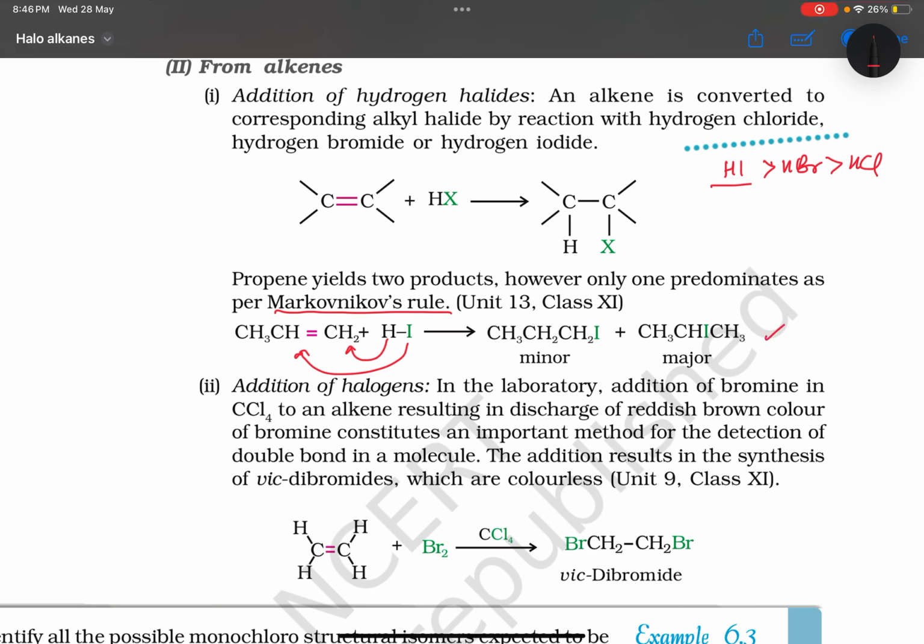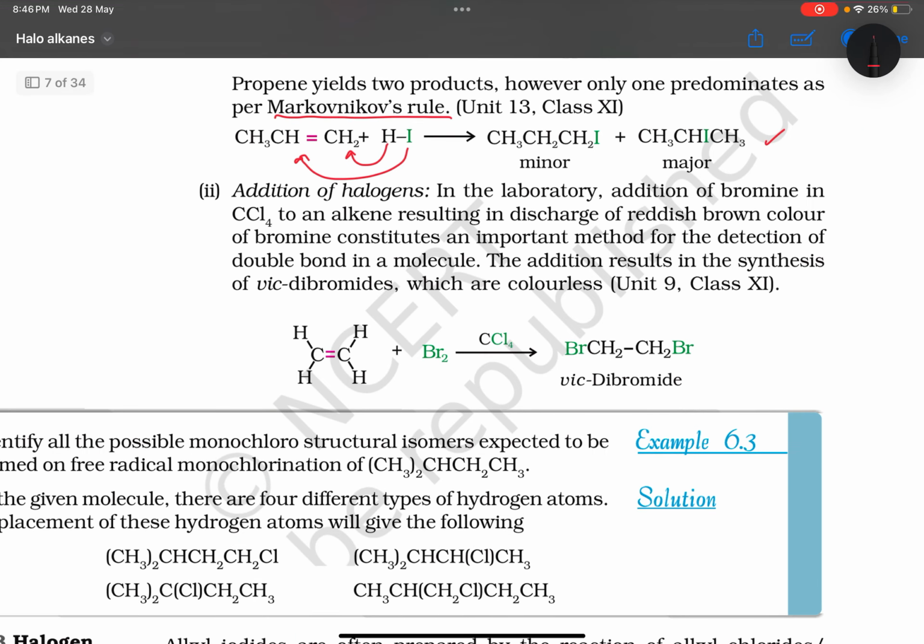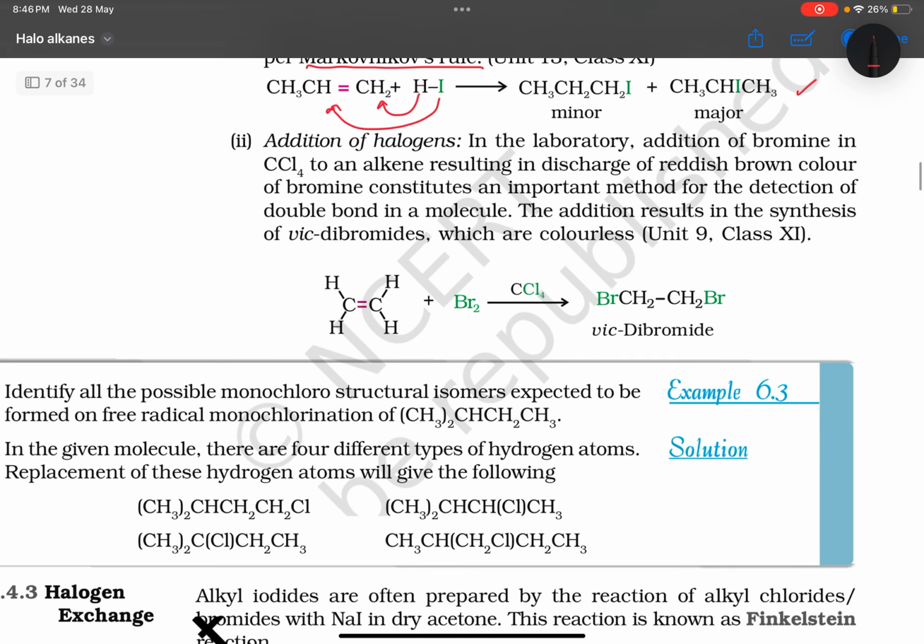So this is major. And you know about the anti-Markovnikov addition, HBr with peroxide, all that we were doing in class 11, you can check that. Addition of halogens: in the laboratory, addition of bromine in CCl4 to an alkene resulting in discharge of the reddish brown color of bromine constitutes an important method for the detection of a double bond in a molecule. It's a test for unsaturation, we can say. The addition results in the synthesis of vicinal dibromides, which are colorless. See, bromine is reddish brown in color, and the product is colorless.